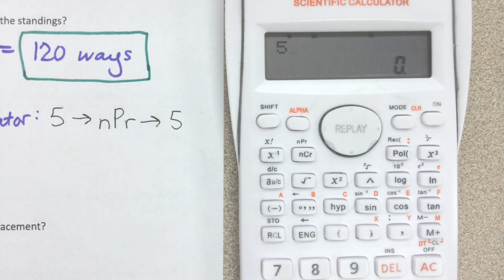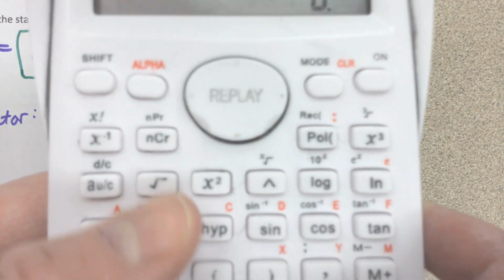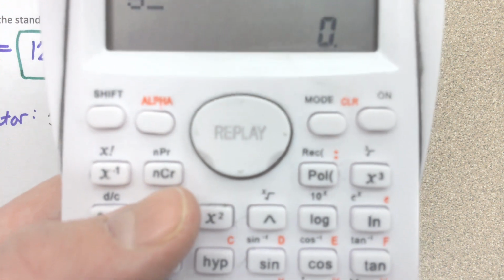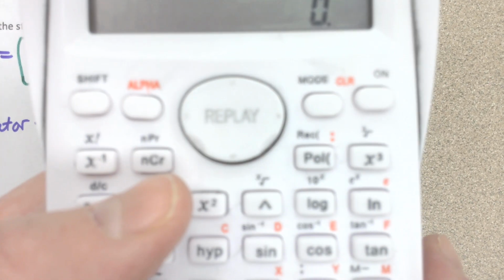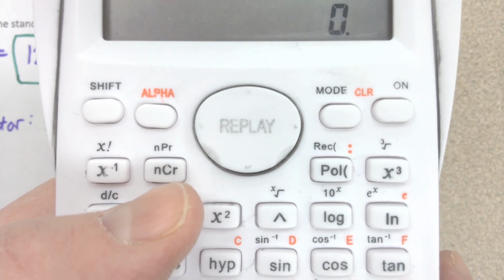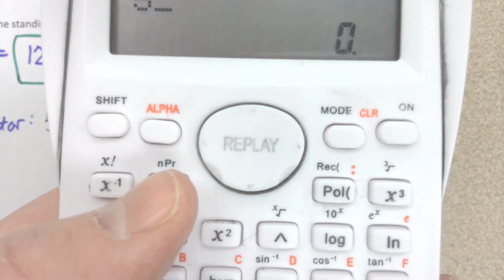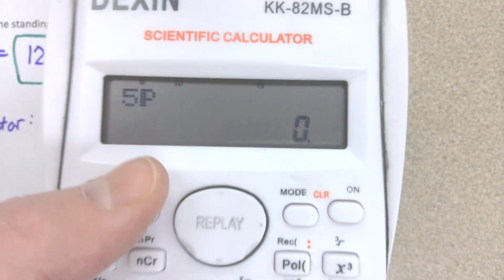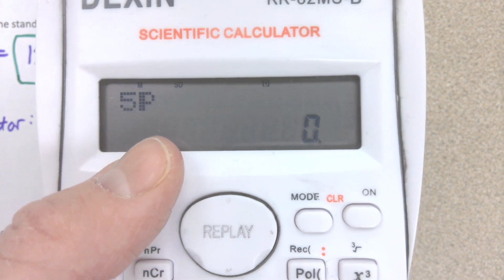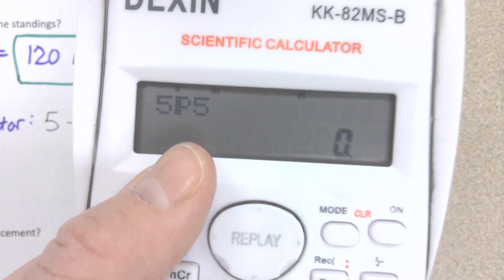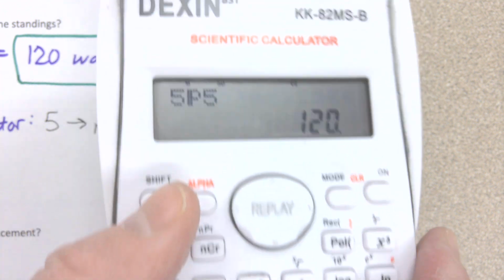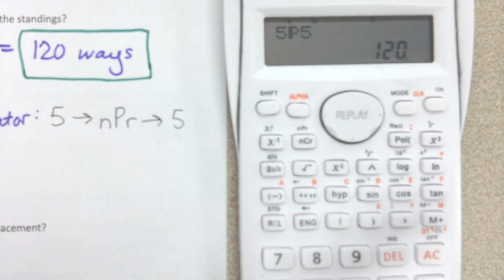So we have 5. On the white calculator, it's right above my thumb here. I'm going to focus this just a little bit. NCR, I hope you can all read that. Above it, you'll see NPR. So I'm going to hit Shift, NCR, and it just appears as a P on the screen. Type the other 5. This is 5P5, 120 like it's supposed to be. So it's just as easy regardless of which calculator you use.